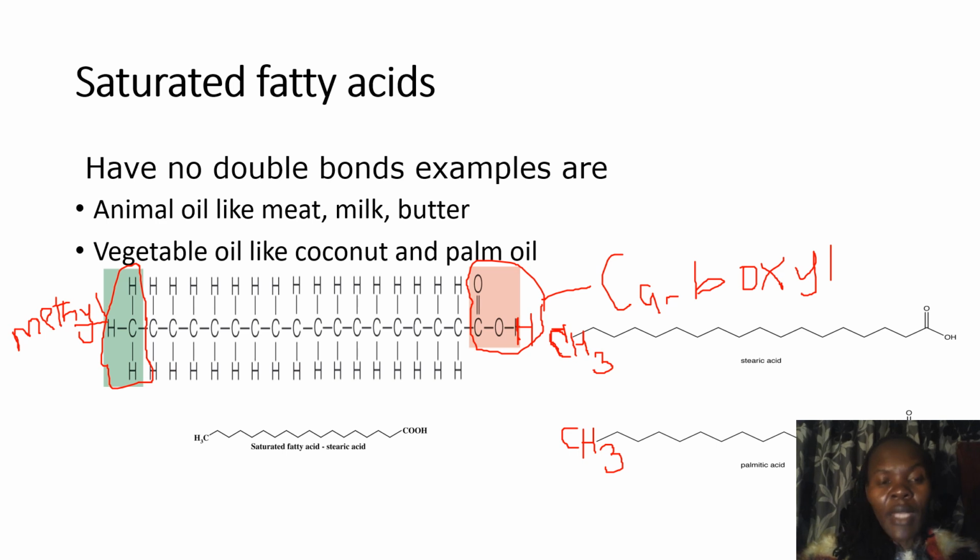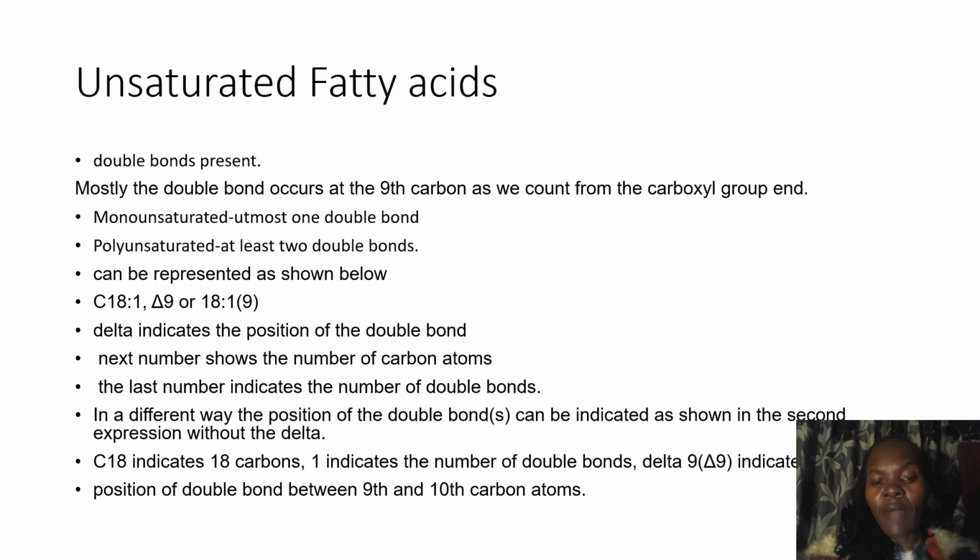So we have the methyl end, we have the carboxyl end, but remember, when you are going to count on how to place the double bond, you count from the carboxyl terminal end. The methyl and the carboxyl terminal end are included when you are counting the number involved in the formation of our fatty acid.